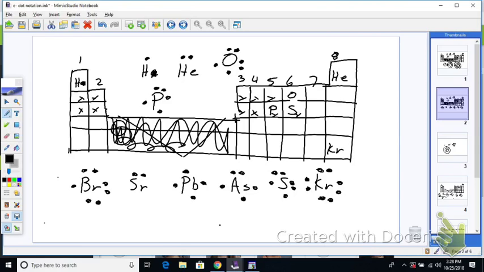You guys should be able to predict all of these in the future. You should be able to predict the charges of all these groups. Because if you know how to draw out the dot notation, then you can predict if it's going to be negative or positive and what its charge is going to be. Based upon how many it has and how many it needs to give up or gain to get 8. Alrighty then.